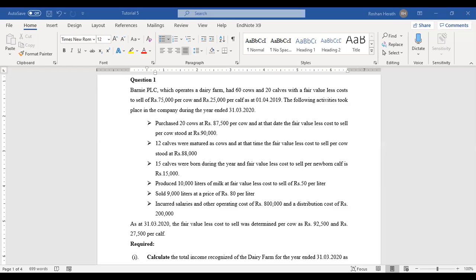Okay. So I would like you to have a look at this question and make some rough sketch, then we can work that out. I think the easiest way to work this out is going to be having the T accounts. T accounts will help. For the cows, take one T account, and for the calves, take another.